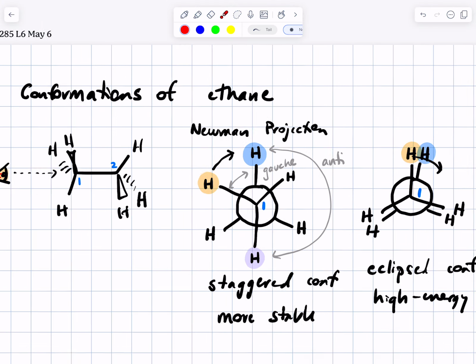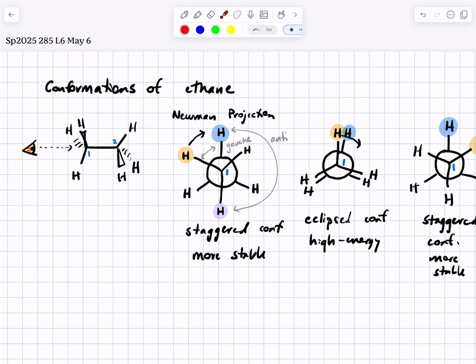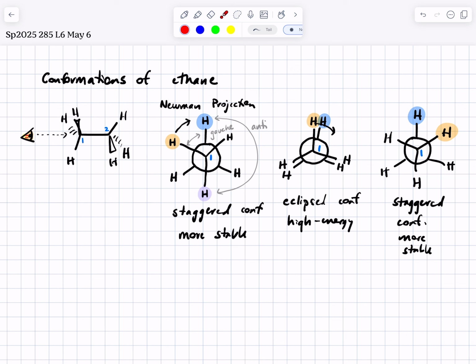Yeah. Just to clarify, these are on the separate methyl groups, right? Yeah, so the blue proton is on carbon 2, it's in the back, and actually I'll highlight them over here. Here is the blue proton on carbon 2, here is the orange proton, and here is the purple proton. Yep. So gauche and anti refer to relationships between a group on the front and a group on the back. Are they gauche to each other or are they anti to each other?